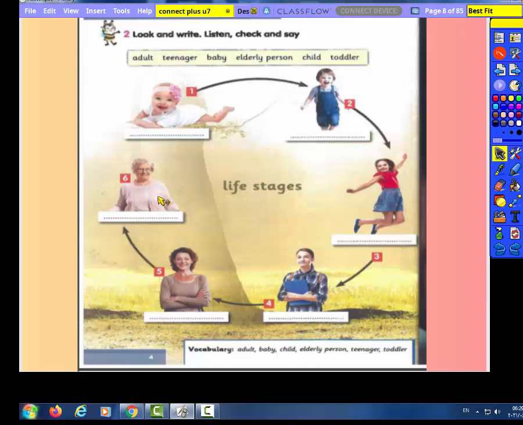And at the end, elderly person. Yes, elderly person means like your grandpa and grandma. They used to go to work in the past, but now they sit at home, they look after their families and their families look after them. Okay?